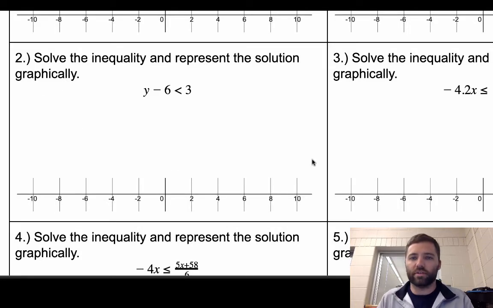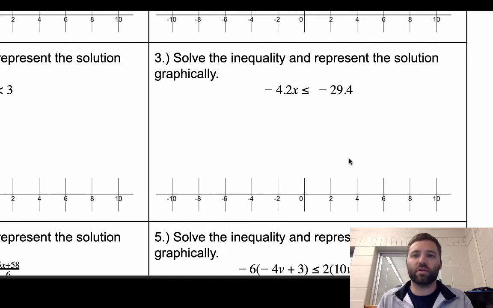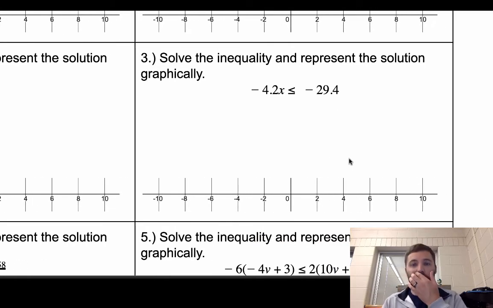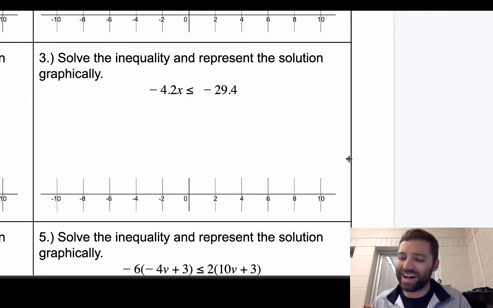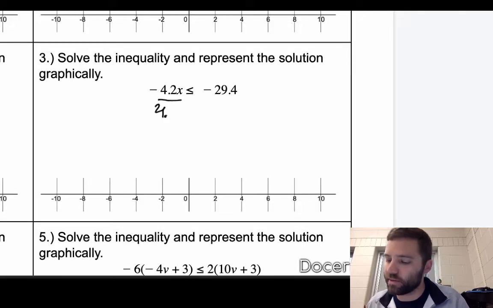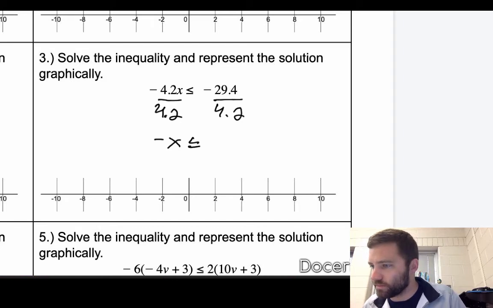Let's go on to the next one here. Solve the inequality and represent the solution graphically. So here, we want to solve this for x. Now, what you might think to do first is to divide both sides by negative 4.2. That wouldn't be too bad, but I'm just going to divide by positive 4.2 so we can look at what's going to happen when we divide by a negative in a second. So divide by 4.2. I get this: negative x is less than or equal to 6.